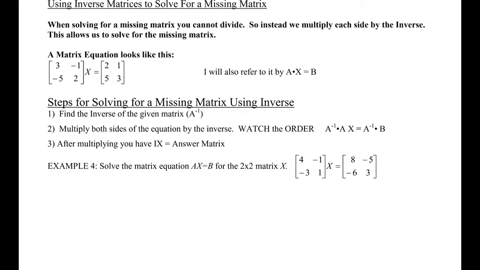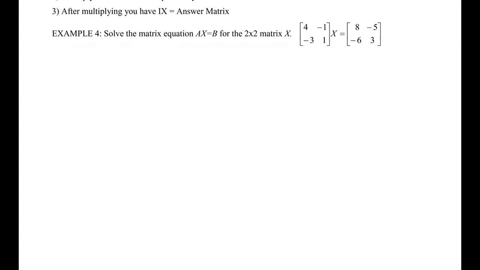Make sure you watch out for the order. You must multiply the inverse first and then by the matrix. After multiplying, you will have the identity matrix times X, and that'll be equal to your answer matrix. So example 4, we're going to go through and solve the matrix equation A times X equals B for the 2 by 2 matrix X.